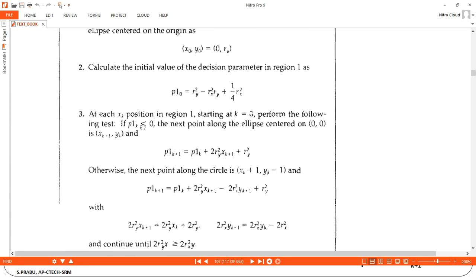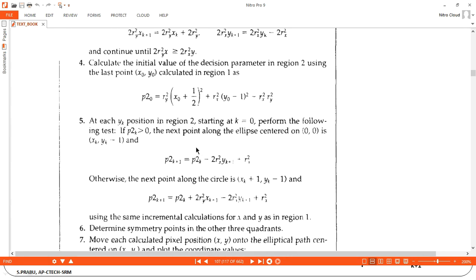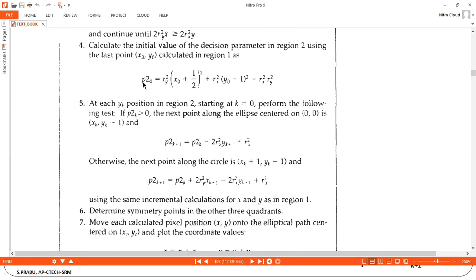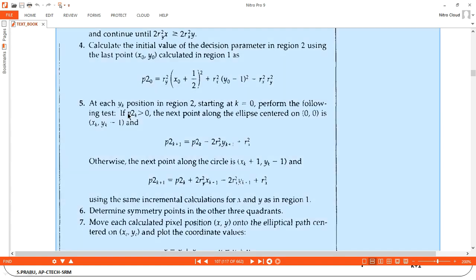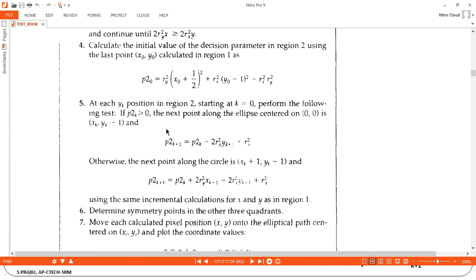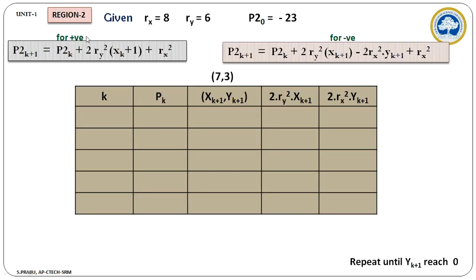So in a Bresenham's line drawing or circle drawing or ellipse drawing region 1, the first decision parameter always discussed with the negative value. But in region 2, after calculating the initial decision parameter, it discussed first the positive value. So note down this difference. So I first write the positive value formula here and negative formula.